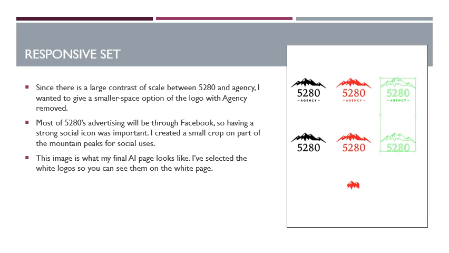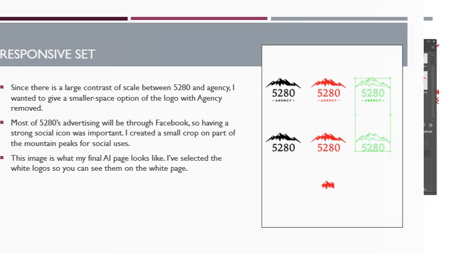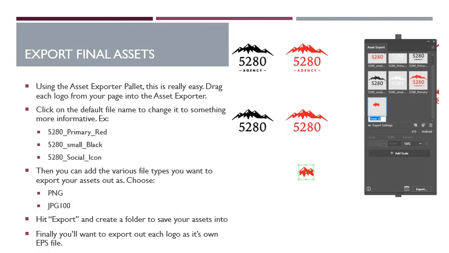So this is what my final 8.5 by 11 Illustrator page looks like. You can see I selected the white logo so you can see that they're there. So I've got black, color, white full logo, black, color, white smaller scale logo, and social icon symbol. Okay, so now we're ready to export these 7 assets.